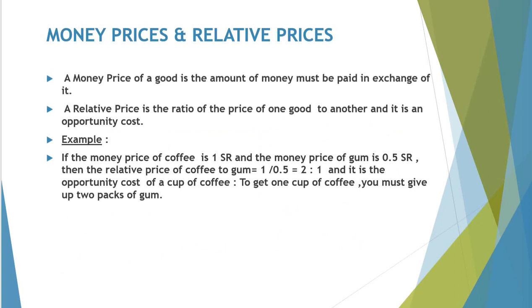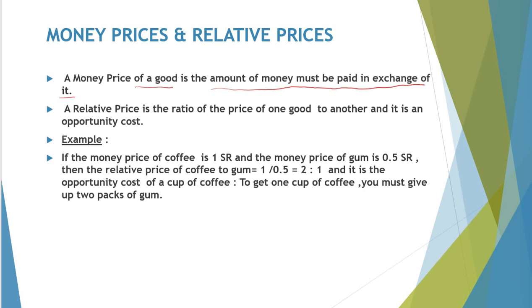Okay, so what are money prices and relative prices? Money price of a good is the amount of money that must be paid in exchange for it. Maksudnya, berapakah banyak duit yang awak kena bayar untuk dapatkan barang tu lah. Okay, that refers to money price. Awak nak beli makanan, harga makanan tu RM5. So, RM5 adalah money price yang awak kena bayar untuk dapatkan makanan tersebut.